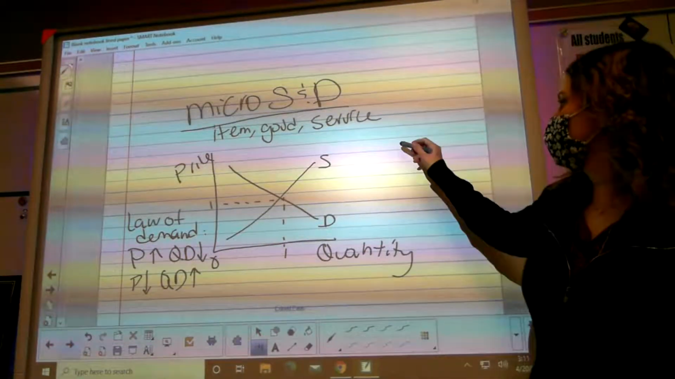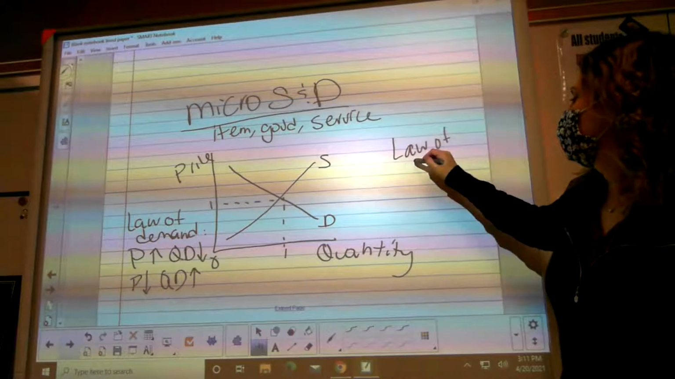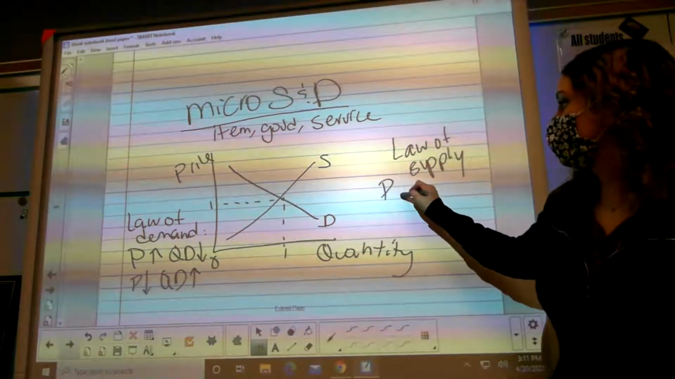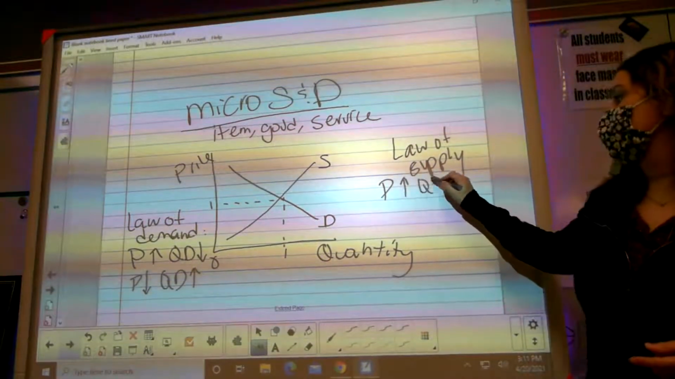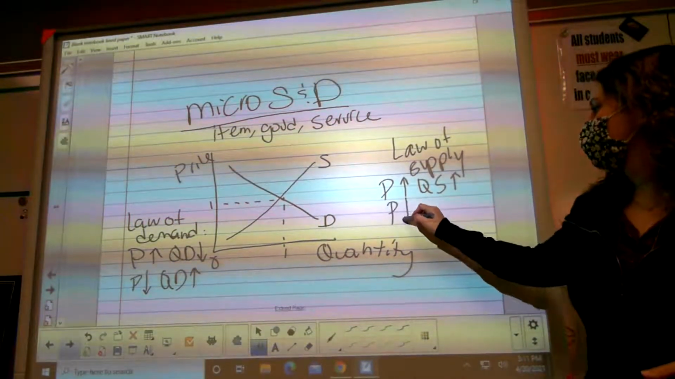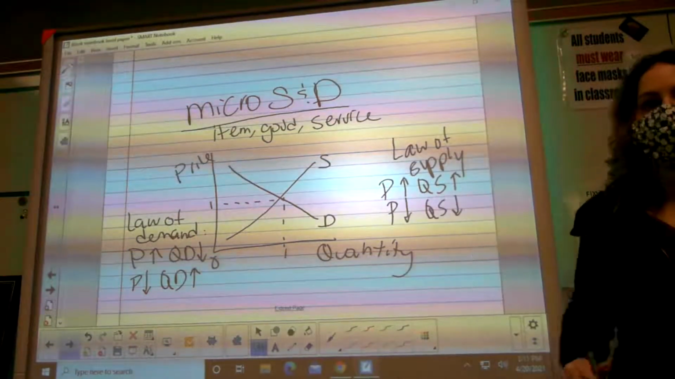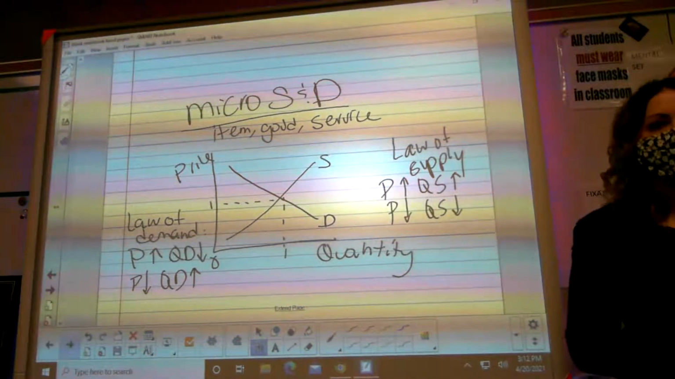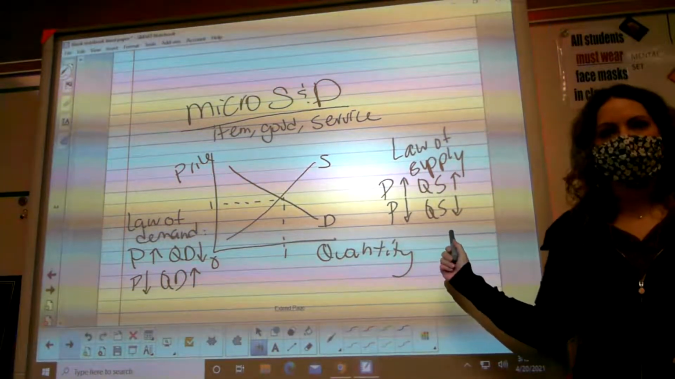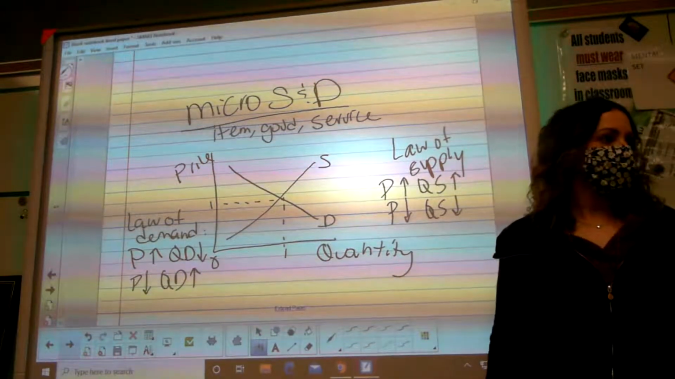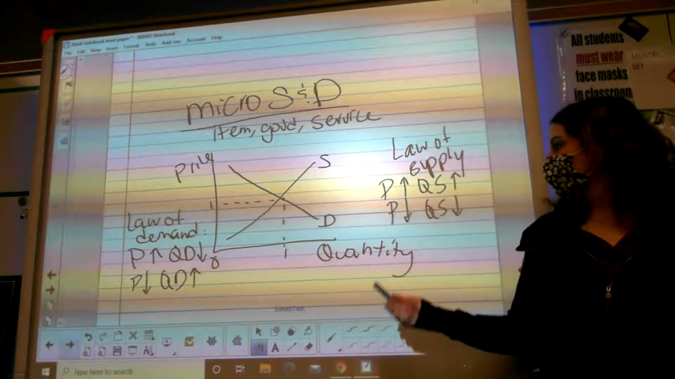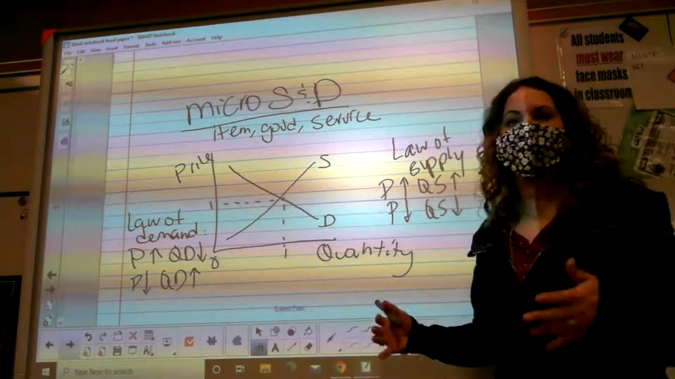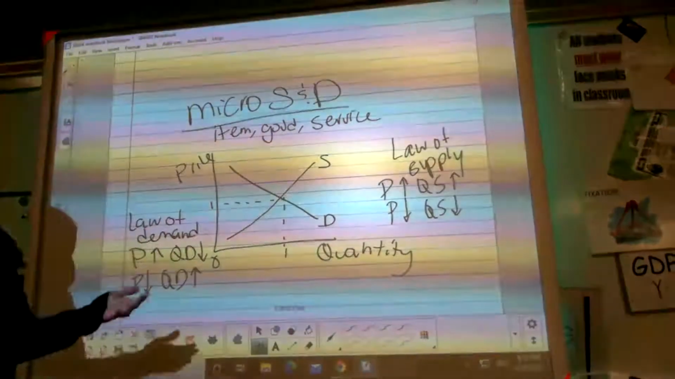Supply, though, is different. There's a law of supply. It's a direct relationship. Same thing, prices go up, but this time quantity supplied goes up. Prices go down, and the quantity supplied goes down. Why is that? Why would businesses supply less when prices are low? Less profit. There's nothing in it for them. As soon as prices are high, they're going to try to supply as much as they can to make as much money as they possibly can. They're in the business to make money, not to make friends.